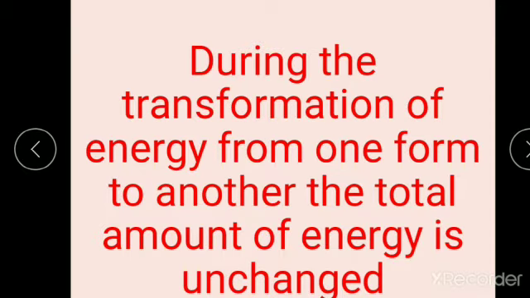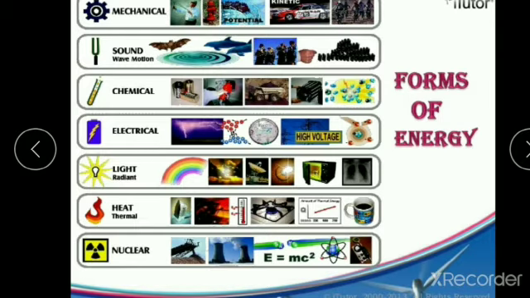So what is the conservation of energy? During the transformation of energy from one form to another, the total amount of energy is unchanged. This we call conservation of energy. Okay, next we are going to see the sources of energy.